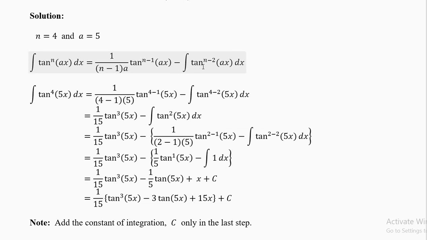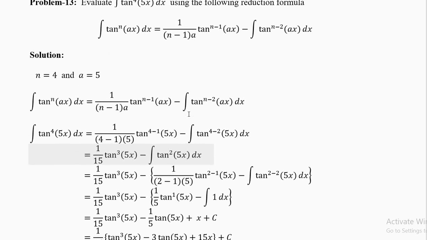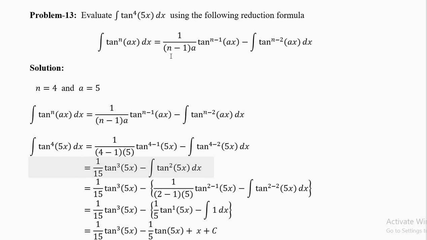The second term is the integration term, tan power n minus 2. There is no n outside the bracket. Now you'll get 4 minus 2, which is 2, tan square. Now again, do not use any other ideas from other chapters, just use the reduction formula. What does the reduction formula say? It is 1 over n minus 1a. So put a bracket, 1 over 2 minus 1 into 5. So 1 into 5 is 5, 1 over 5, tan power 1, 5x.